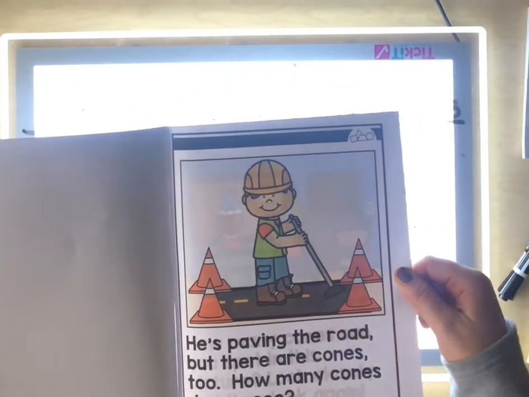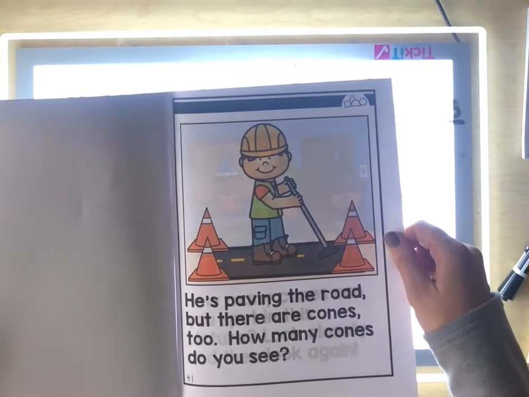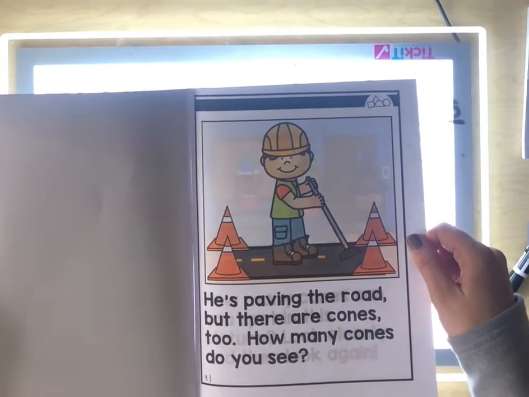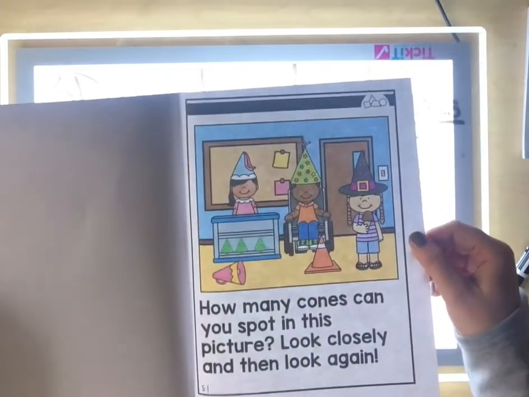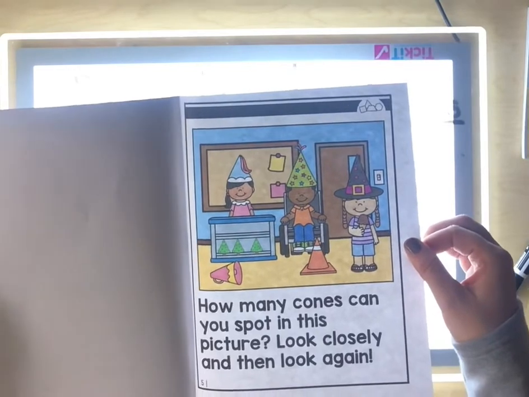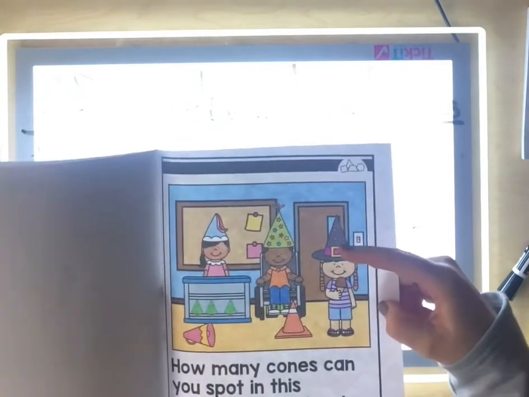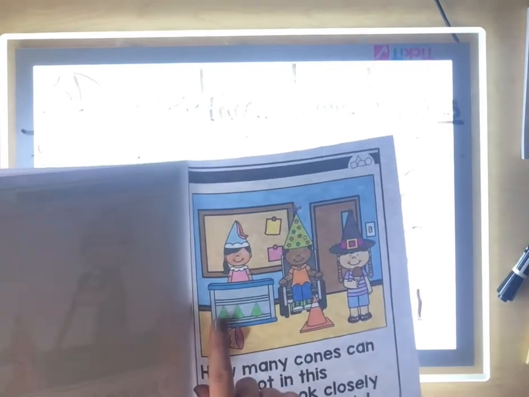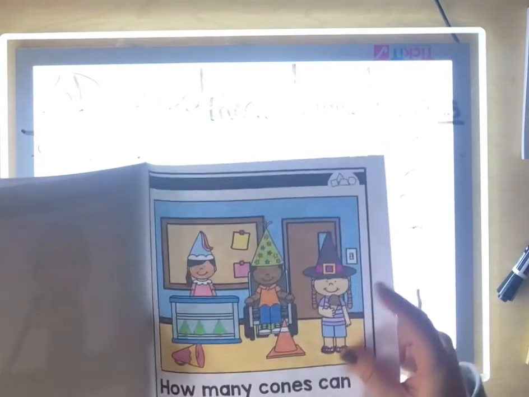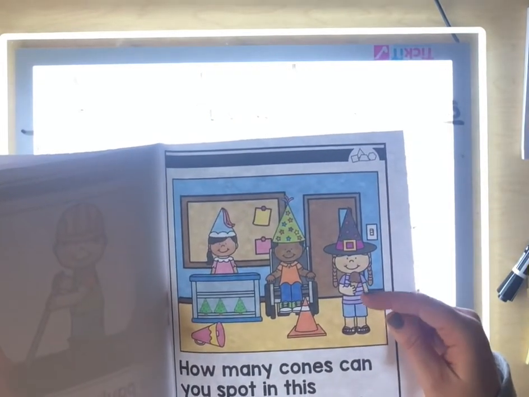Look at this picture. Yes, he's paving the road, but there are cones too. How many cones do you see? Right, I see 4 cones there. Yep, 4 cones. How many cones do you spot in this picture? Look closely and then look again. Let's look here. 1 for the hat, 2, 3, 4, 5, 6, 7, 8. Oh, an ice cream cone. Lots of cones in this picture. Can you think of other things that are the shape of a cone?